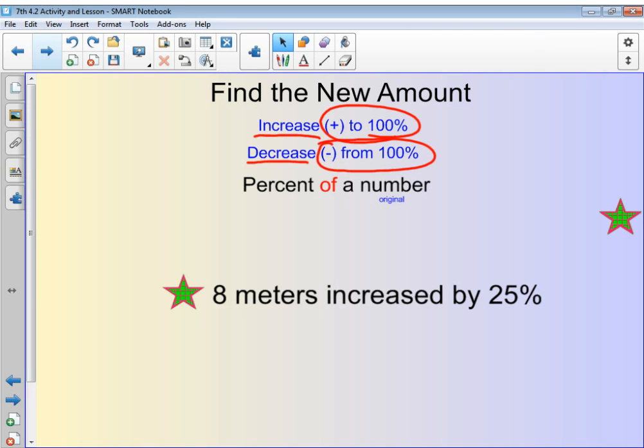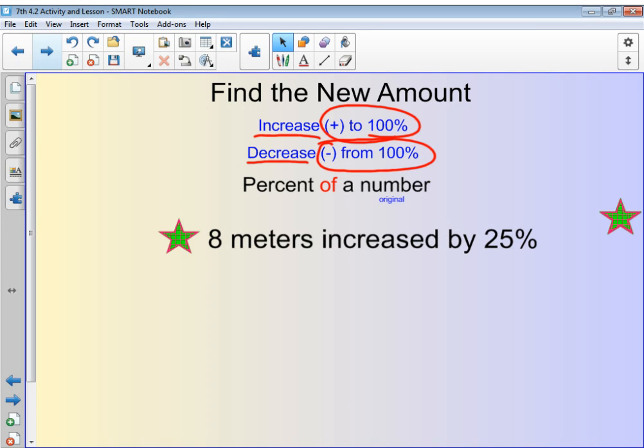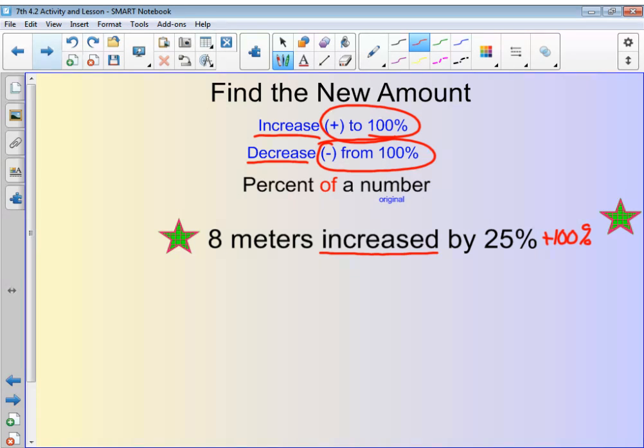Okay, so here we have 8 meters is increased by 25%. So we see the word increased. So that means we're going to add 100% to this, because we had 100% and then it went up another 25%. So that now gives us a new percentage of 125%. So we want to find 125% of our 8. So we're going to be multiplying that by 8. So our decimal form is 1.25 times 8. So if we do that on our calculator, 1.25 times 8 gives me 10. So I just found out that 8 meters increased by 25% would now be 10 meters.